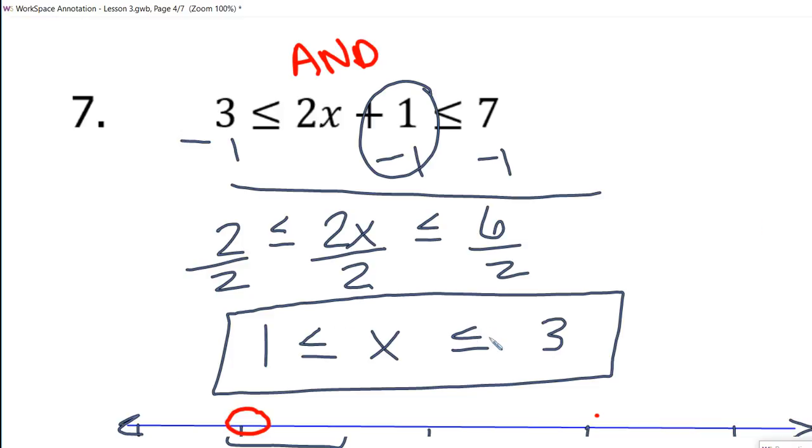Now you have to decide, will these be open or closed? So for the 1, look at the symbol right beside it. Should the 1 be open or closed? Closed. And looking at the 3, look at the symbol right beside it. Should the 3 be open or closed? Closed. Now I said if it looks like this with the double inequalities, that means it's an and. So for and, do you shade inside or outside? Inside. So make sure you shade inside those 2 points.